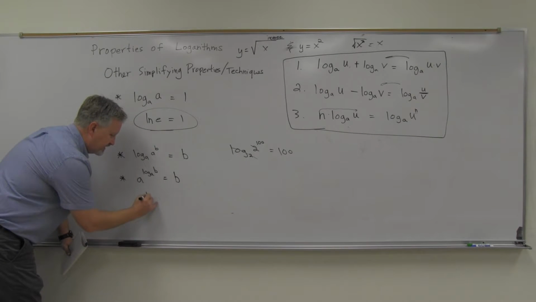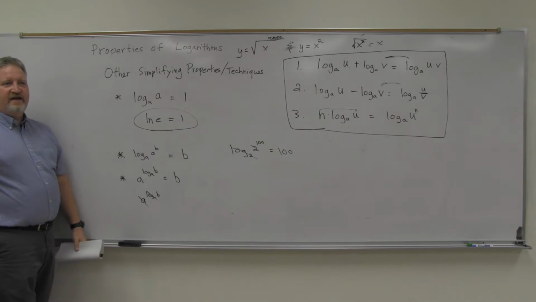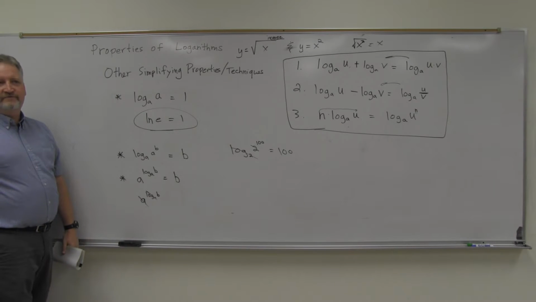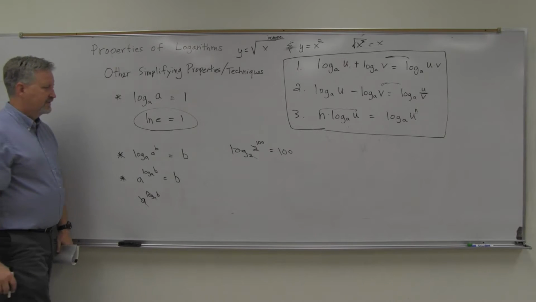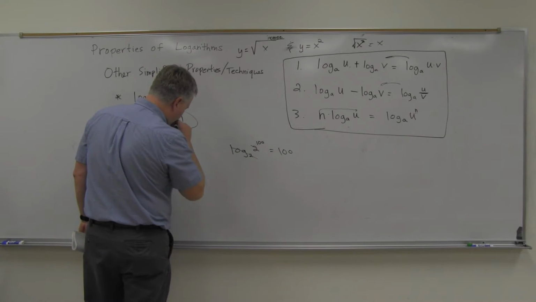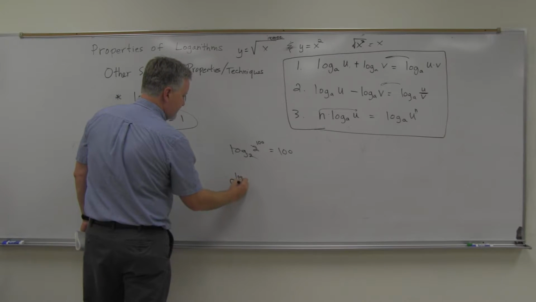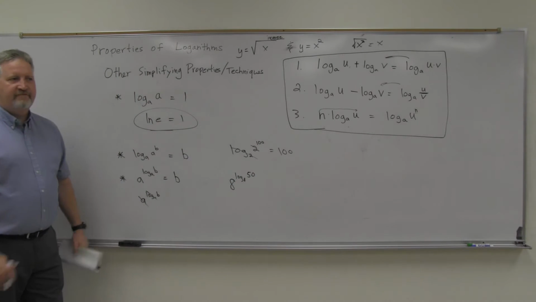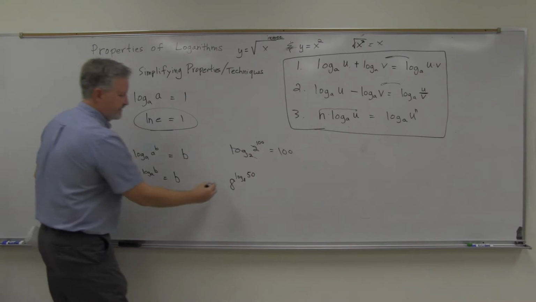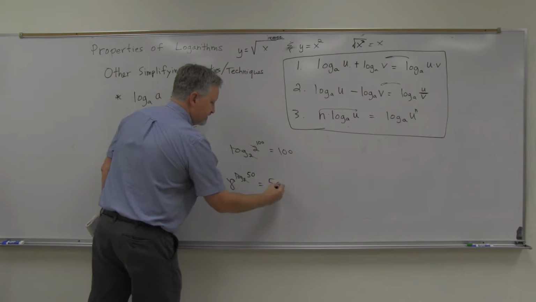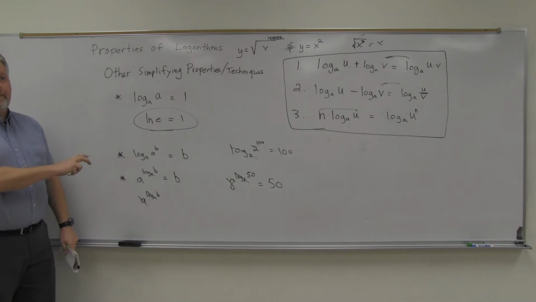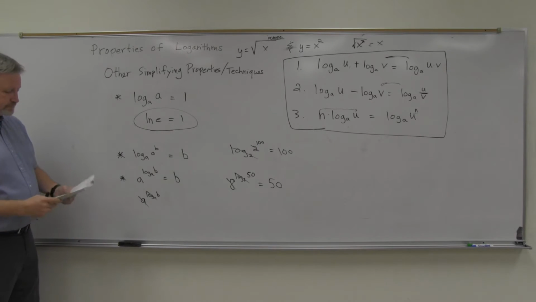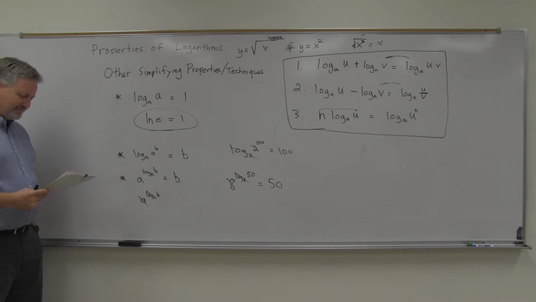Essentially what we're saying is, if you've got A to the log base A, those cancel one another out. They're inverse functions. So if you've got 8 to the log base 8 of 50, the 8 to the log base 8 cancel one another out. That's just 50. Okay? And that is a property we'll use later on.